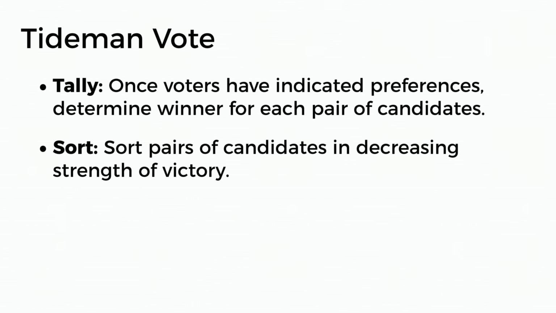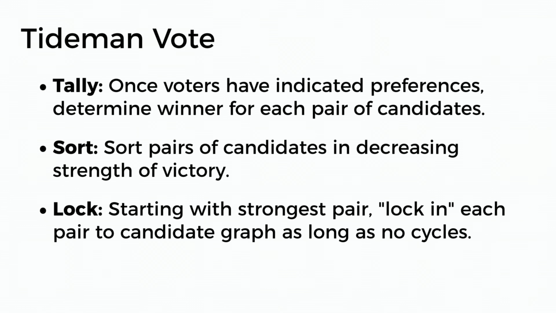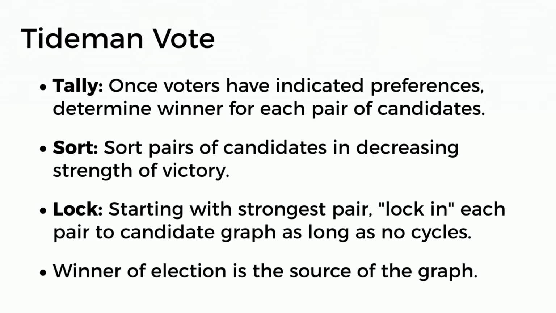If more people voted for the winning candidate in a pair, then that victory is going to be a stronger victory. And finally, we're going to lock in edges into the candidate graph. Starting with the strongest pair and moving in order of decreasing strength of victory, we're going to lock in each pair to the candidate graph as long as that edge wouldn't create a cycle. If the edge would create a cycle, we'll just skip over it. After we've locked in all of the candidates into the graph, the winner of the election is just whoever the source of the graph is. Whoever in the graph has no arrows pointing towards them.